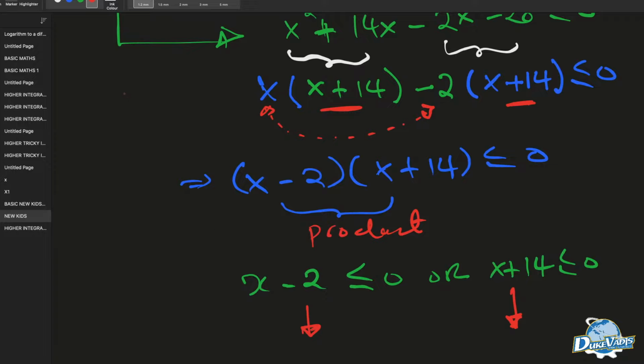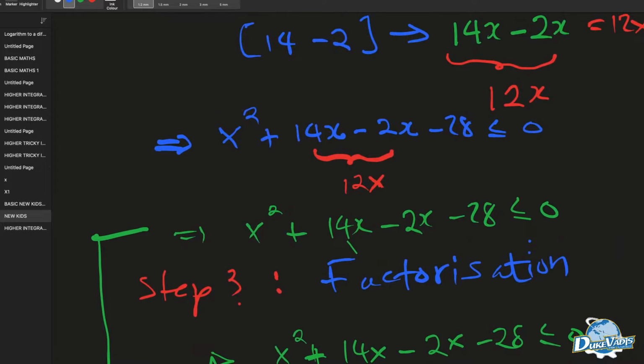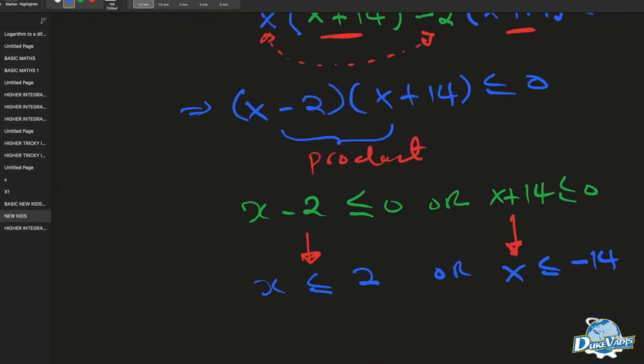Now, we know that when we cross the -2 to the right, or we add 2 to both sides, our equation is going to be x less than 2 or x less than -14. So this is the truth set. In effect, the equation itself, as we see it, has a positive coefficient.